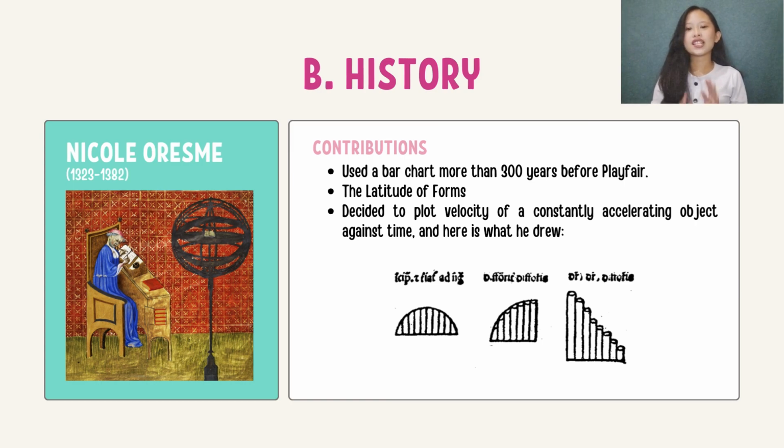In his work, The Latitude of Form, Oresme employed a rudimentary form of a bar chart to visualize the velocity of a constantly accelerating object against time. This pioneering use of graphical representations laid the groundwork for future developments in data visualization.